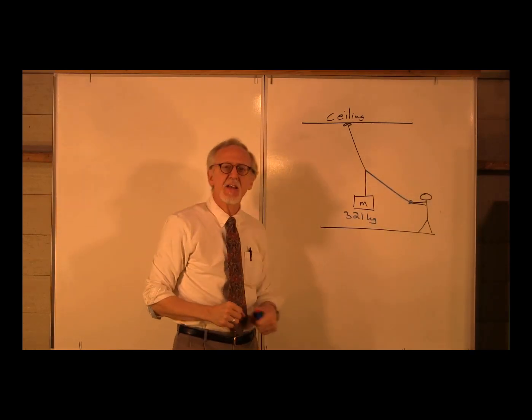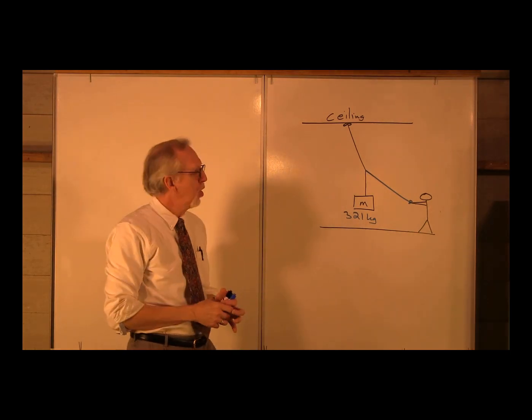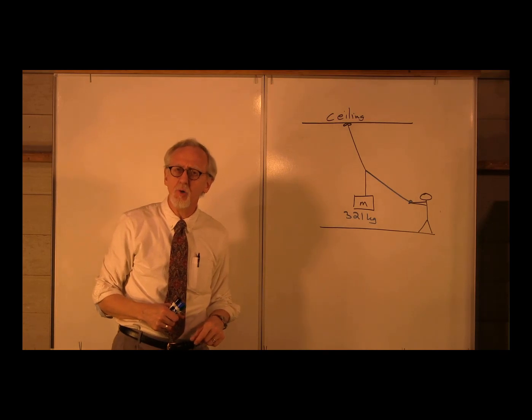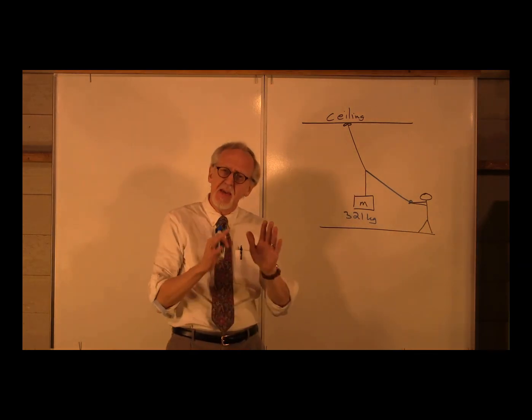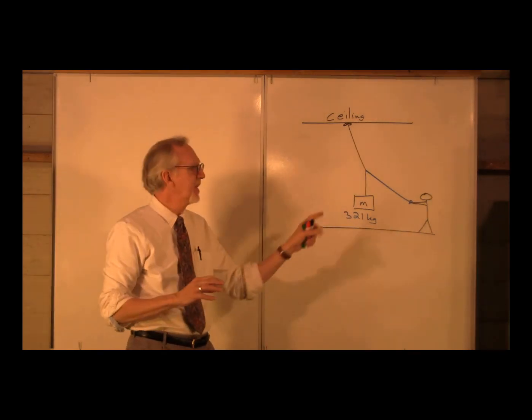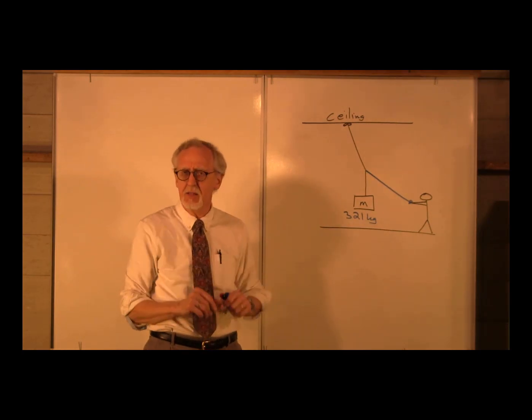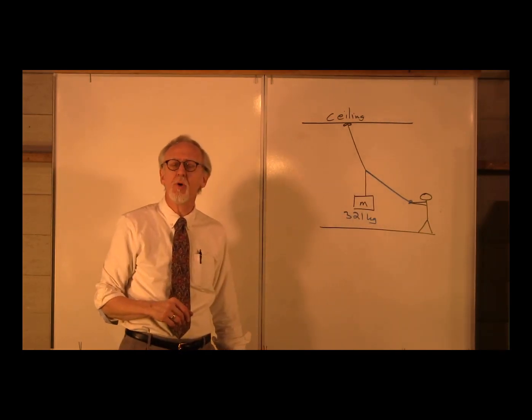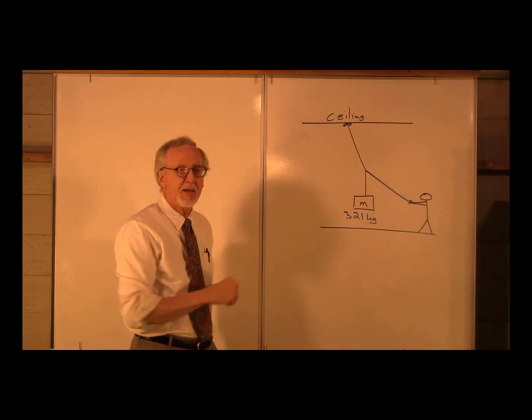Let's see if we can analyze this problem and figure out what tensions must be in each of these three ropes in order for this to be held stationary. We'll assume that it's just stationary for the moment, so the acceleration is 0. What kind of tensions must be exerted in these three ropes in order for this to be held stationary?